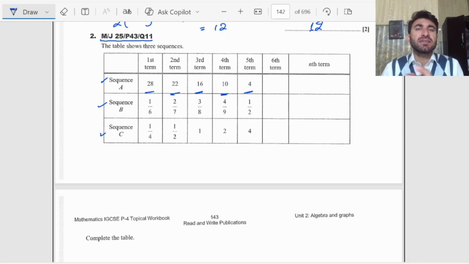We can see that it is a decreasing sequence, and we have to figure out the sixth term of this sequence and the nth term for that sequence. So in order to figure out the sixth term of this sequence, first find its term to term rule.